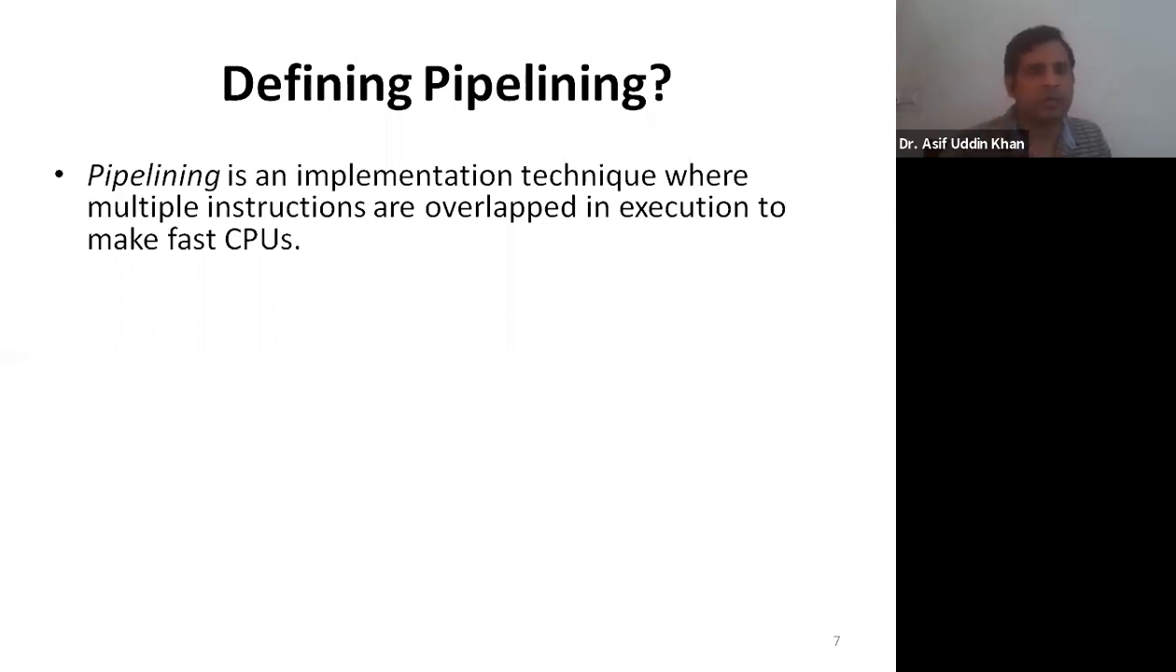If you want to find the total time the program will take, you have to find the total number of clock cycles the program is taking, and then multiply it by the time one clock cycle takes. That gives you the total time the program is taking. If the program is taking more time, then it is slow. If the program takes less time to complete its execution, then it is faster. So we have to make the CPU faster.